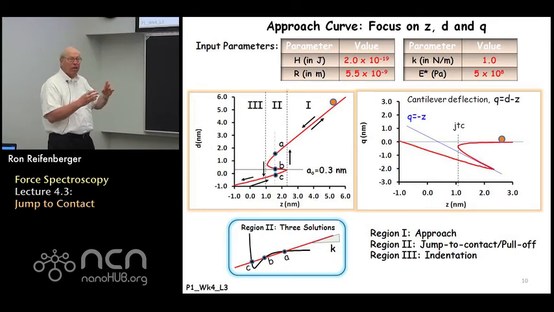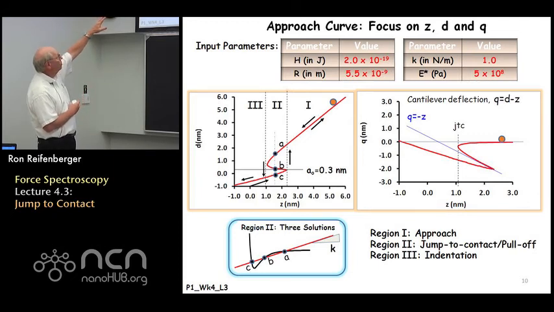The way I like to look at this curve is I like to imagine a red ball rolling down this slope. Initially, as the ball rolls down the slope, Z and D are directly proportional to one another. The ball will roll down until it reaches the cusp of this curve, at which point it'll fall off. You'll jump to contact, basically. The tip jumps to contact. That's indicated by the leftmost dashed line.